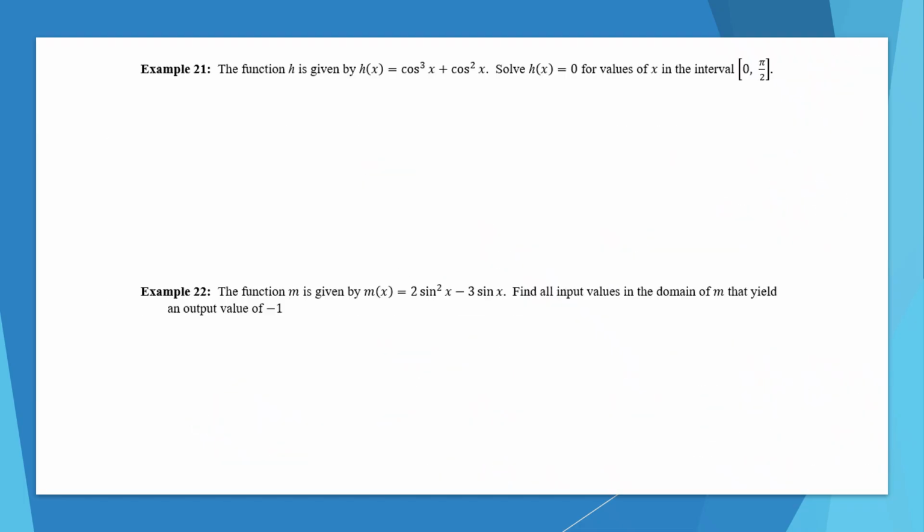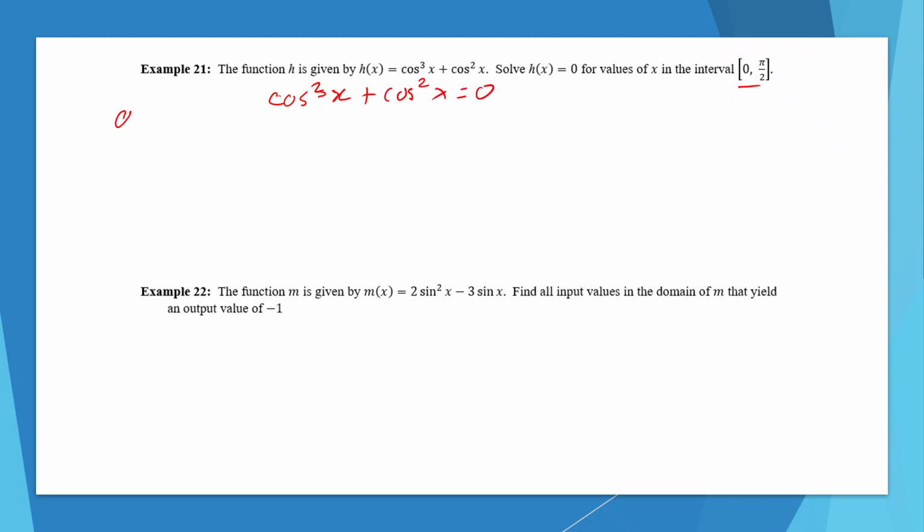All right, 21. This is one where we have a restricted domain. We have from 0 to pi over 2, not our typical 0 to 2 pi given domain. So let's solve this. We have cosine cubed x plus cosine squared x equals 0. So I'm going to set this up into one equation.